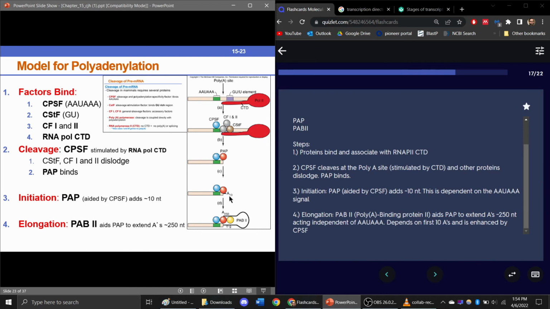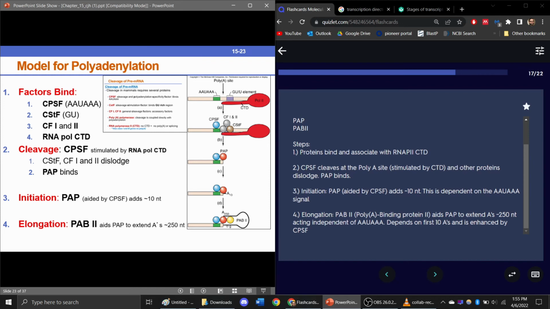Specifically, the factors that dislodge are CstF and CF1 and 2, but CPSF stayed on after the cleavage, which was also the one that did the cleavage, right? After it cleaves, it stays on, and it's going to help out the poly-A polymerase. It doesn't say how it helps, it just says it does. So the job of poly-A polymerase is just to make those first 10 A's. That's its job.